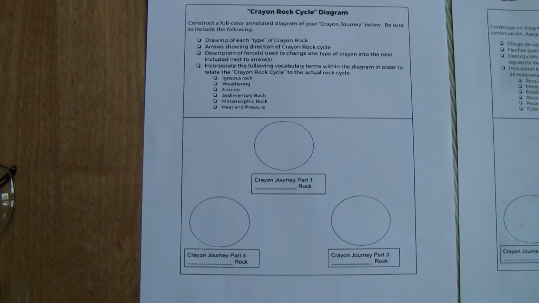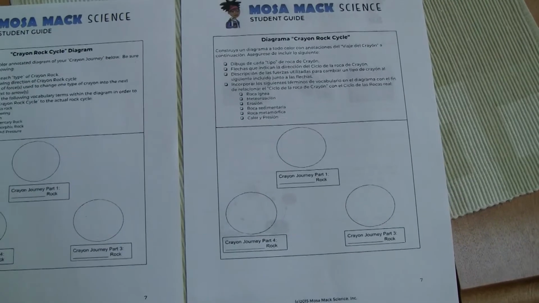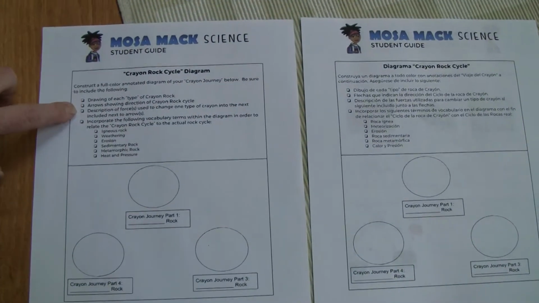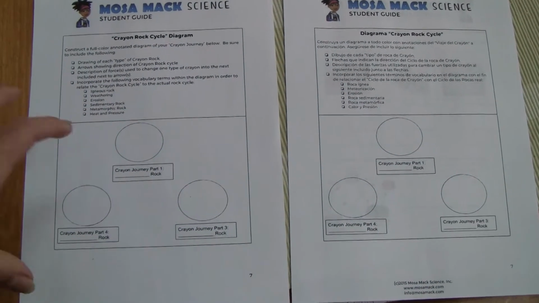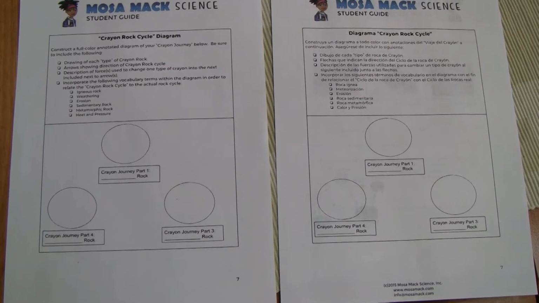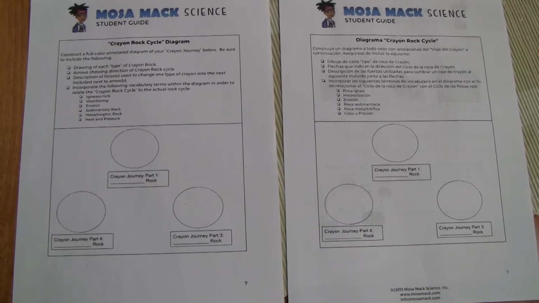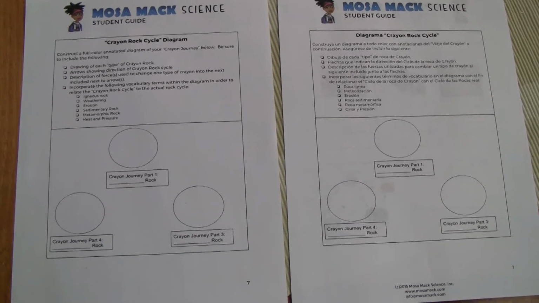So again, this is what the rock cycle diagram looks like. That is page 7 of your packet from MosaMack. It's also available in Spanish. Please pay attention to the instructions, and again, I'll mention this again in Flipgrid. But I ask that you use your camera on your computer to share your completed version in Flipgrid, and we'll have that shared as the whole grade level, not individual classes.